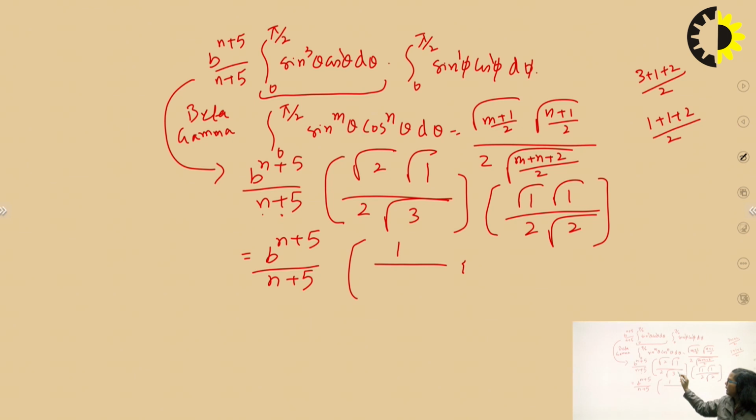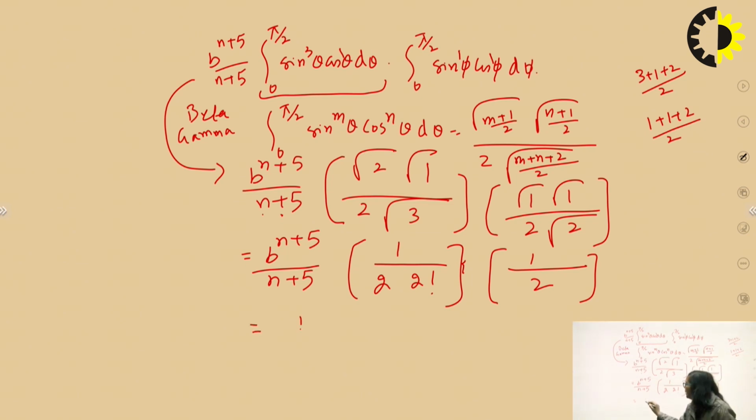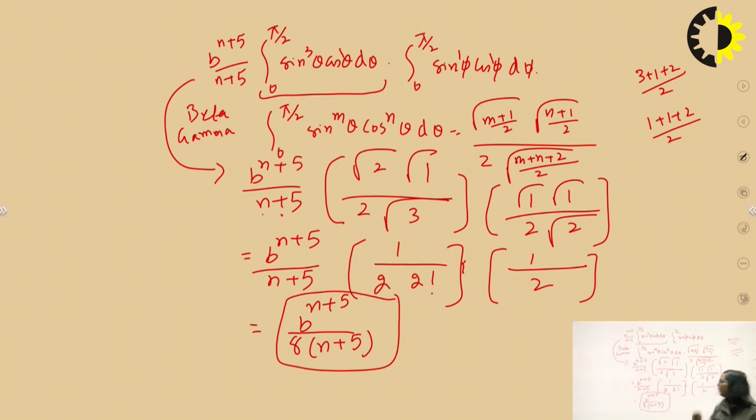And what is gamma 3? Gamma 3 I can write equal to 2 factorial. Coming to the second one, both of the numerator values give you 1. Gamma 2 is 1 factorial. I am left with the value 1 by 2. So nothing but 2 twos are 4, 2 fours are 8. So I get the value b to the power n plus 5 upon 8 into (n plus 5). This is the value of this integral.